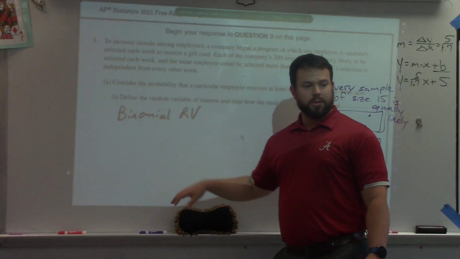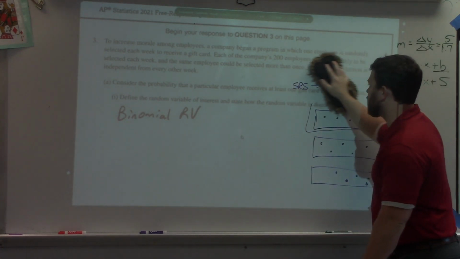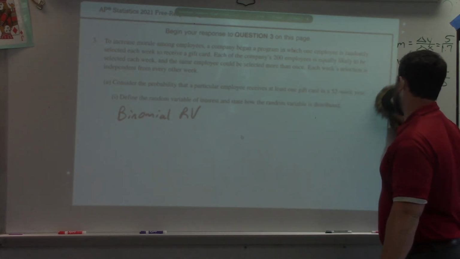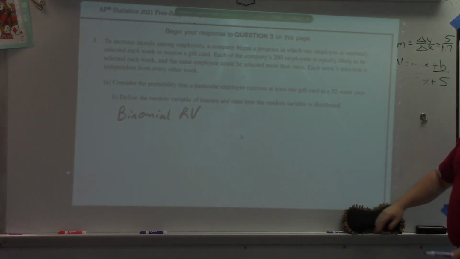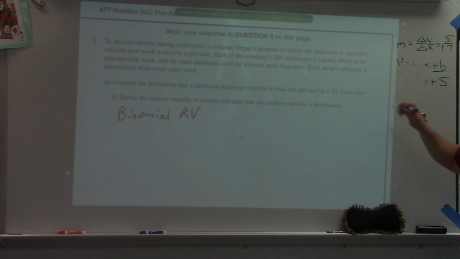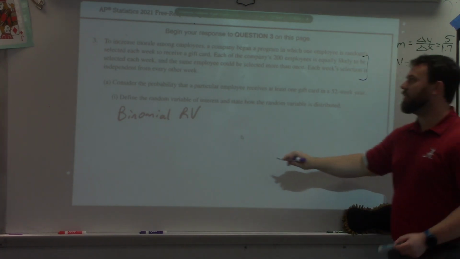Don't forget, I did send y'all the copy of this with my main ideas that I identified. So, to increase morale among employees, a company began a program in which one employee is randomly selected each week to receive a gift card. Each of the company's 200 employees is equally likely to be selected each week, and the same employee could be selected more than once. Okay, so each week's selection is independent from each other. So just right away from here, what are some key ideas that should jump out at us?